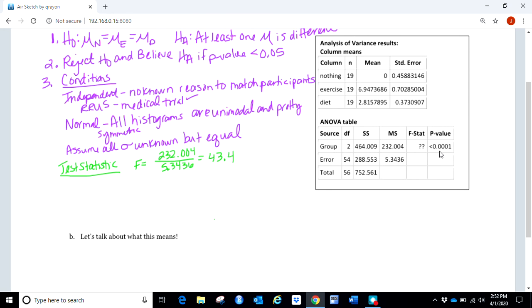So that brings us to step 4. We are just going to get our p-value, which again will just be coming from StatCrunch. You will never have to calculate that. And it says it's less than 0.0001. So now going back up to our step 2, that is less than 0.05. So I will reject the null hypothesis and believe the alternative hypothesis.